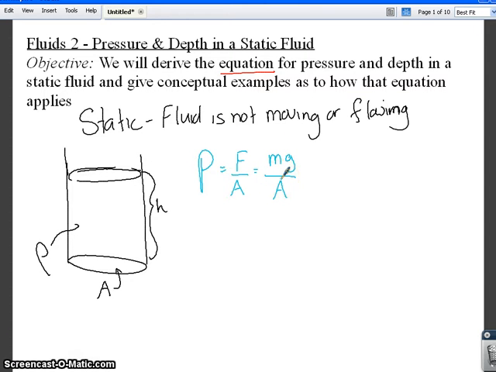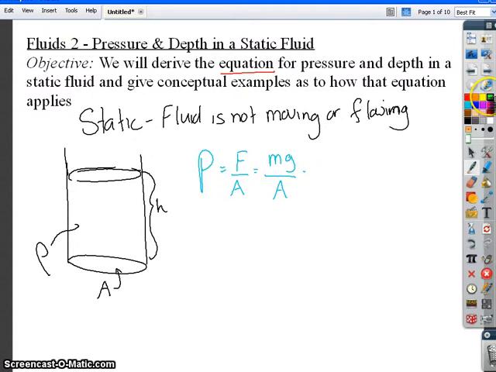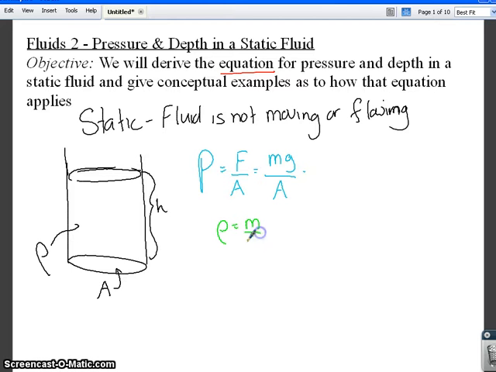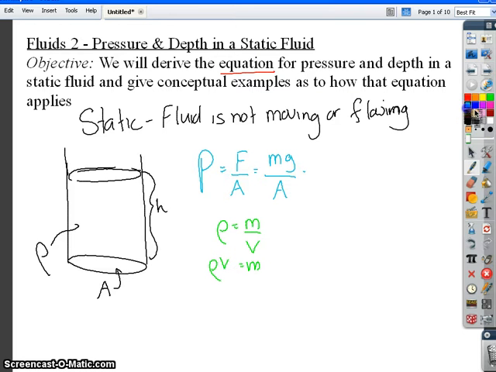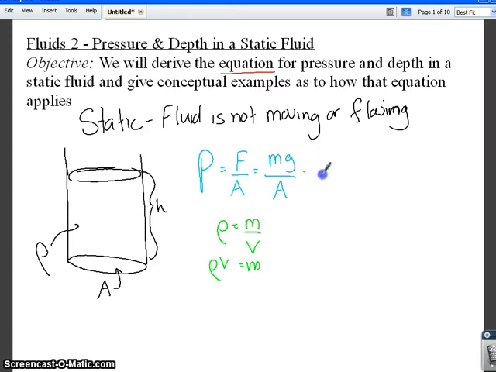Well, once again, how do we find the mass of a fluid? It's kind of difficult. Well, fortunately, we can relate mass of a fluid because we know the equation for density. Density equals m over V. So that means m equals rho times V. So why don't we plug that in right here? So we're going to have rho times V times g over A.